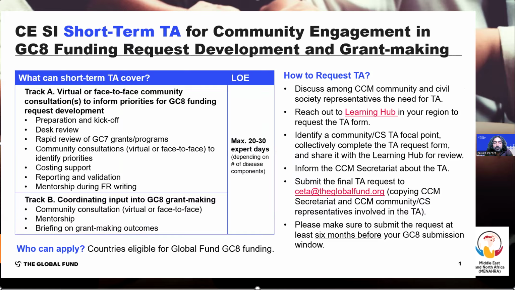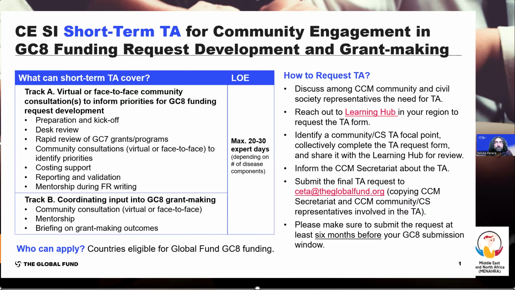There are several channels of support available for communities to engage in the GC8 country dialogue process, and as every presenter emphasized, we can't emphasize enough how important it is for communities to engage in the country dialogue process during consultations, during funding request development, all the way into grant making and grant implementation, given that for a number of countries, these are the final grants or the last grant before a transition grant. As you know, there are several tools available that are supported by the Community Engagement Strategic Initiative, and there are tools available from other technical partners as well.